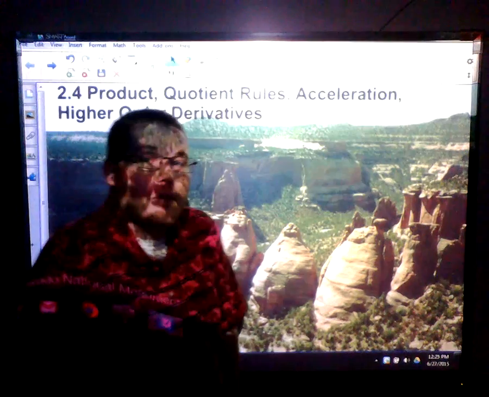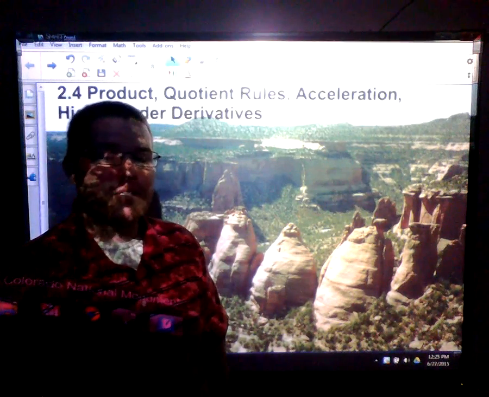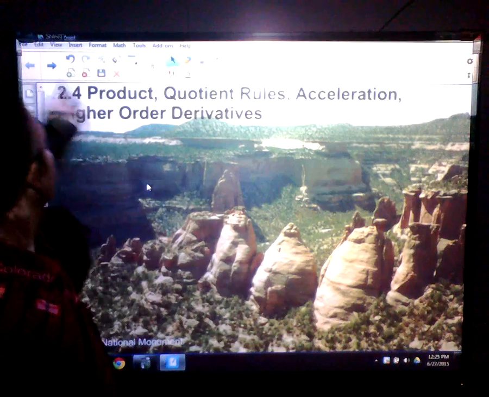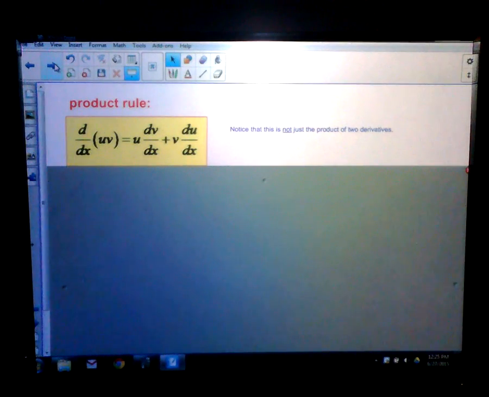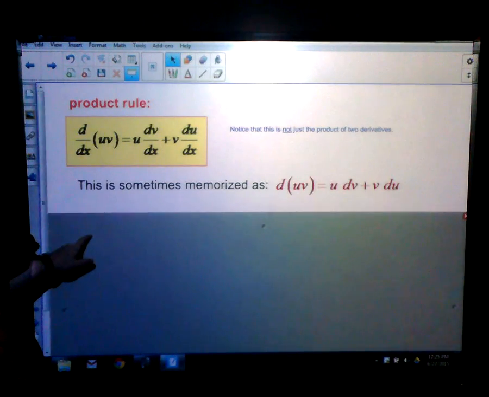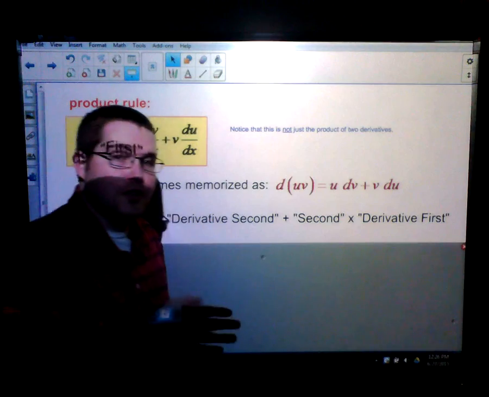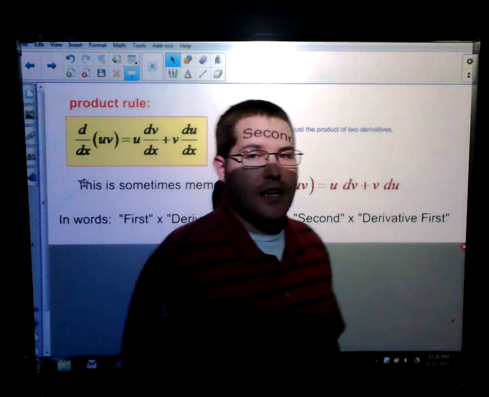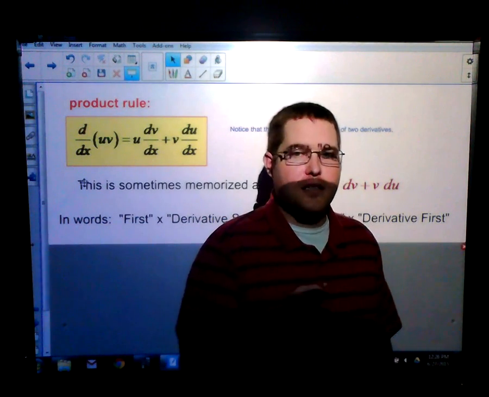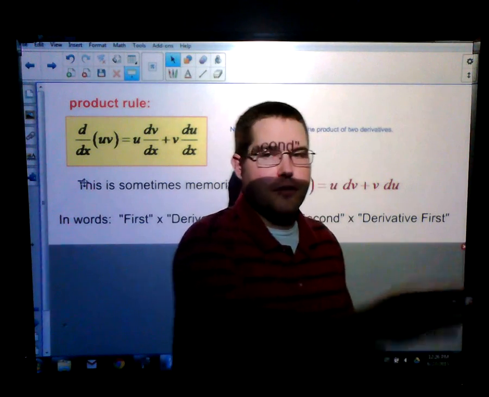First of all, product means multiply and quotient means divide. Last time we talked about add and subtract, so let's start with the product rule. The product rule is u dv minus v du. That looks really confusing. Basically, it means first times the derivative of the second plus the second times the derivative of the first. It is not just the derivative of the first thing times the derivative of the second thing. It's first, derivative second, plus second, derivative first.